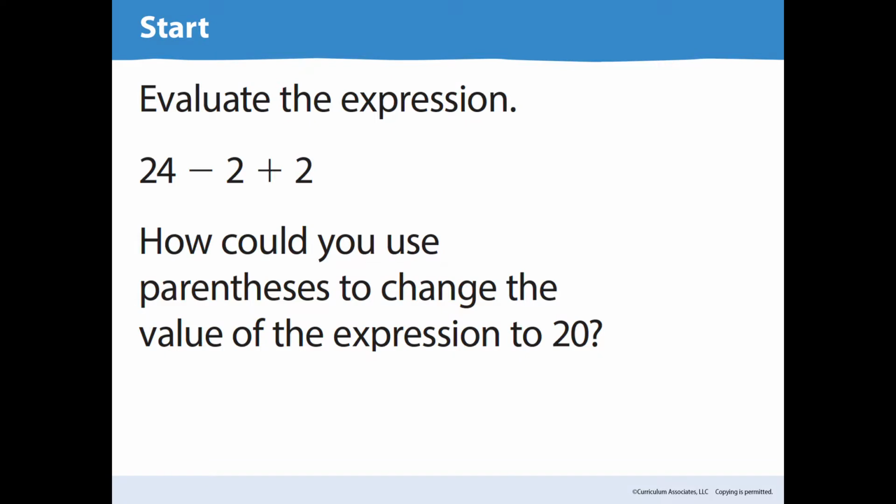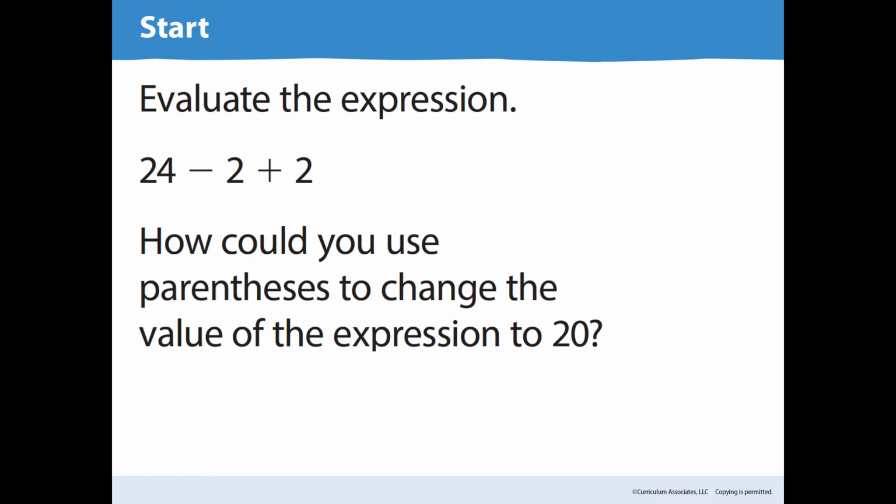To start today, evaluate the expression. That's another way of saying, please solve. 24 minus 2 plus 2. How could you use parentheses to change the value of the expression to 20? Pause, solve, press play. All right, looking at our order of operations, we don't have parentheses or exponents.